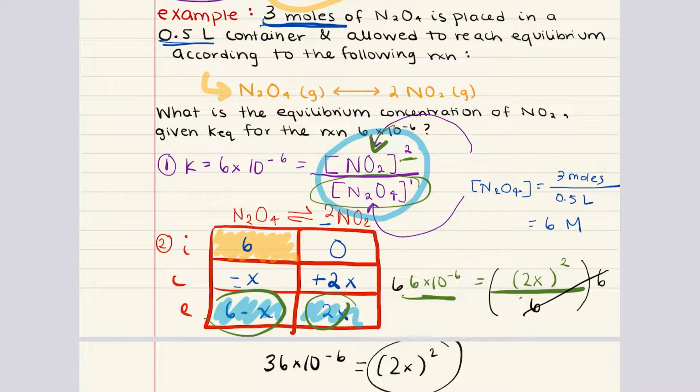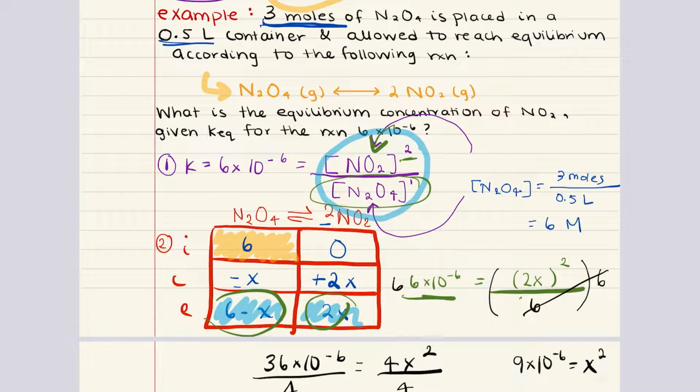Let's expand this right here. That squared goes to both terms inside the parentheses. So what we get actually is 4x squared. Now we can divide both sides by 4. When we do that, we get 9 times 10 to the minus 6 is equal to x squared. And now we can take the square root of both sides. This gives us that x is equal to the square root of 9 times 10 to the minus 6.